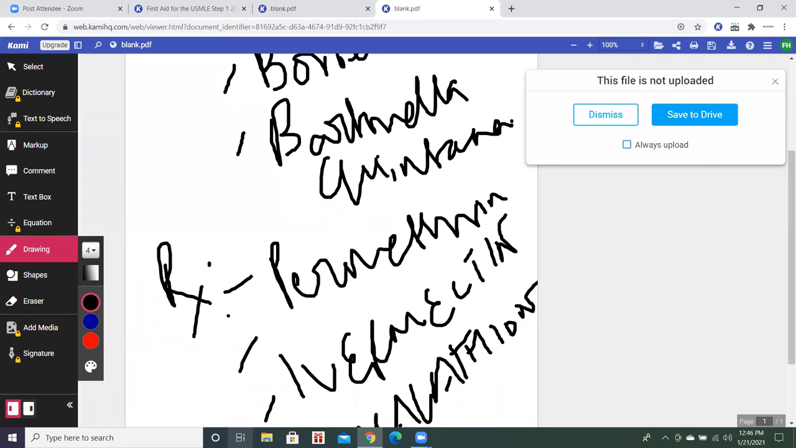Okay, next one. Which one can cause hydatid cysts in the liver? Echinococcus, very good. Which one can cause vitamin B12 deficiency?